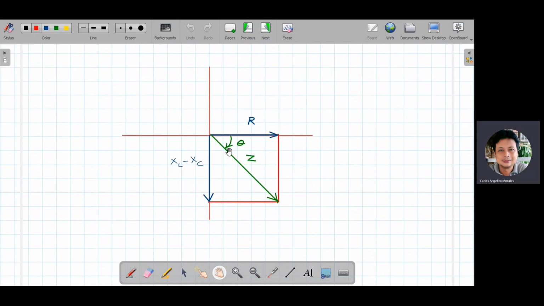Ito ngayon yung vector diagram niya. Mapapansin mo, leading siya, no? Kasi nauuna yung current sa voltage. Nauuna yung current sa overall voltage niya. Hindi overall voltage, nauuna yung current sa reactance, or reactance voltage.